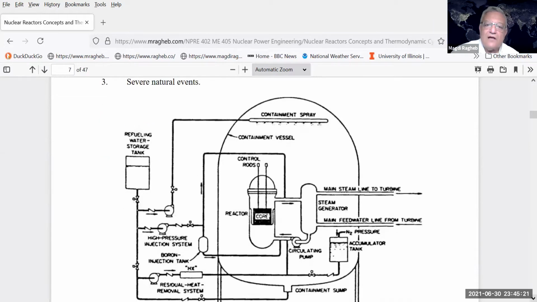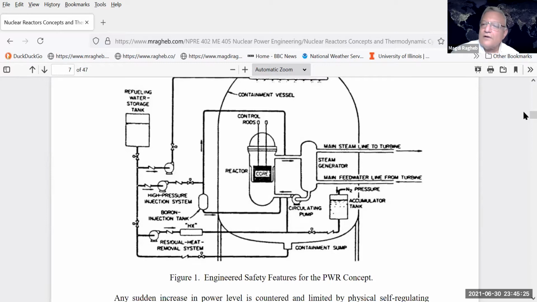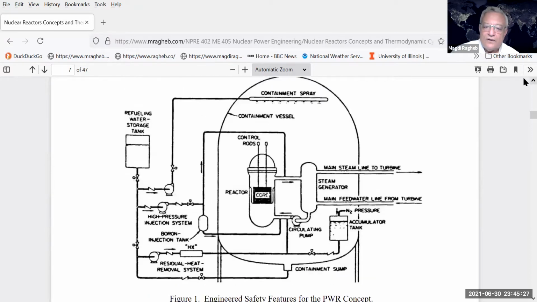So let us look at how we equip our nuclear designs with these engineered safety features. And the goal here is not to allow under any circumstance the release of radioactivity to the environment, except when these accidents occur due to human error, natural events, or equipment failures. First of all, the first engineered safety feature is where we have the control rods.